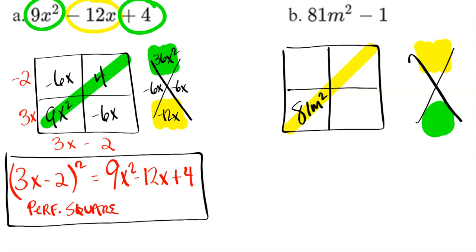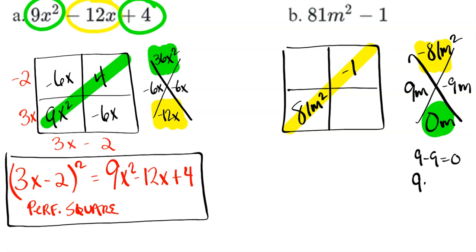That's just going to be 0m. And then 81, and then a negative 1, which is a negative 81m squared. And so what's going to do that is 9 and negative 9. 9m and negative 9m, because 9 minus 9 equals 0, and 9 times negative 9 is negative 81. So the sooner that we start actually recognizing some of these patterns, the easier the math is going to get for us. And then, so we have 9m and negative 9m.